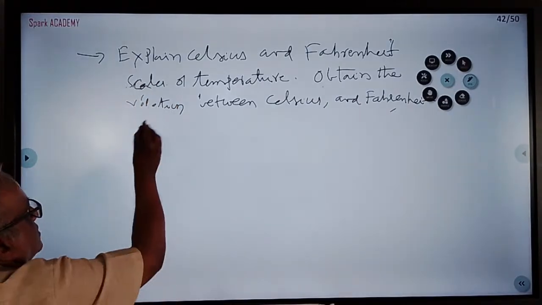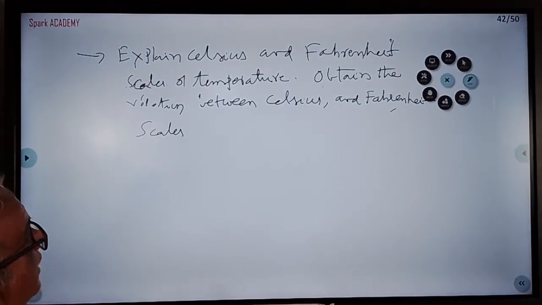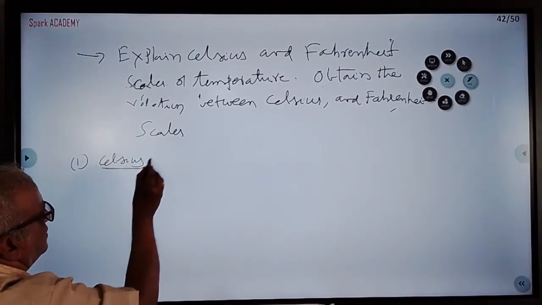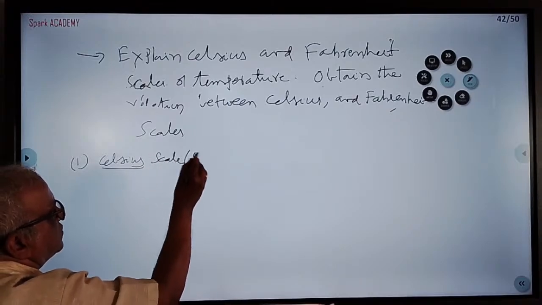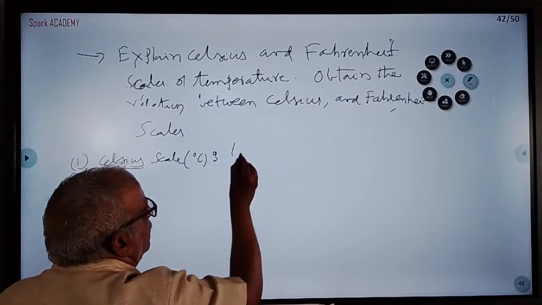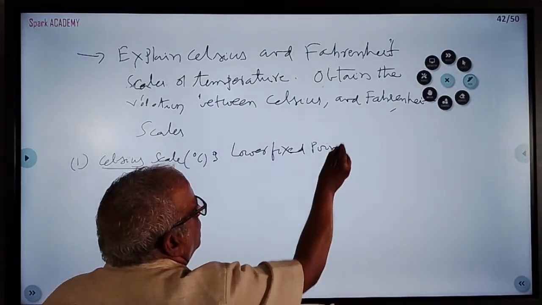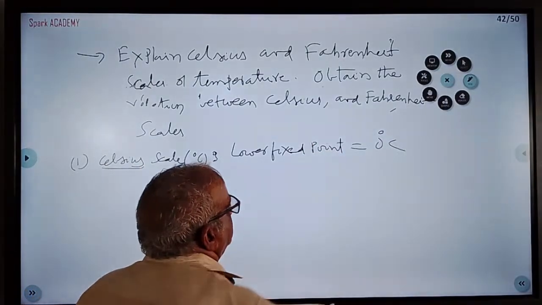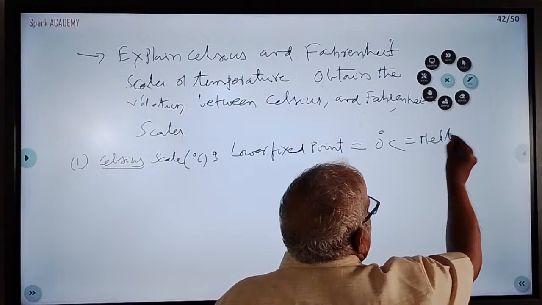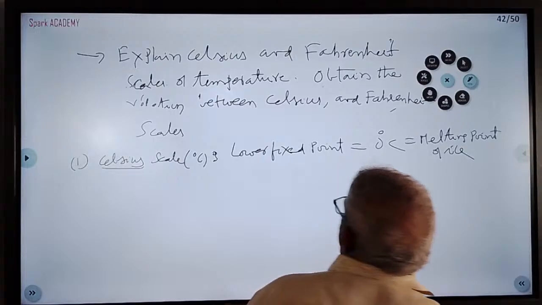Fahrenheit scales. So students, I am writing about first the Celsius scale. Celsius means centigrade. Here, the lower fixed point. What is the lower fixed point? The lower fixed point is the melting point of ice, that is nothing but 0 degrees centigrade. This is called the melting point of pure ice.